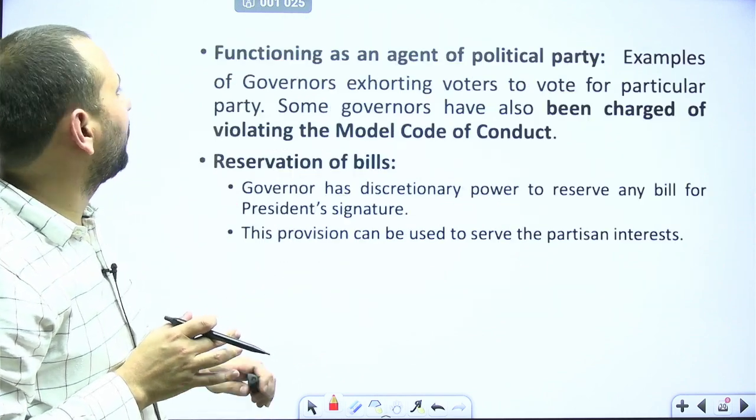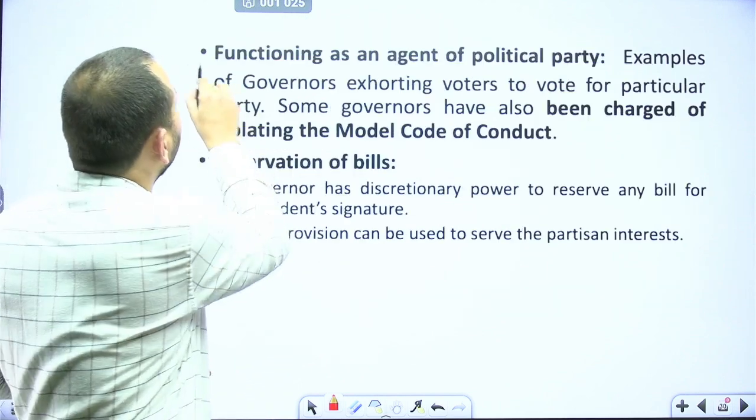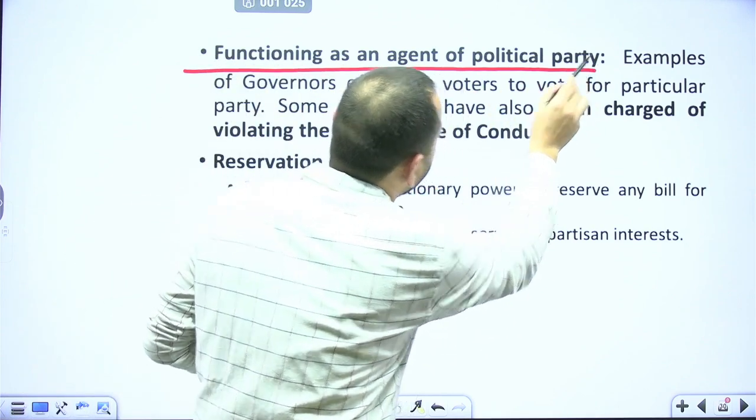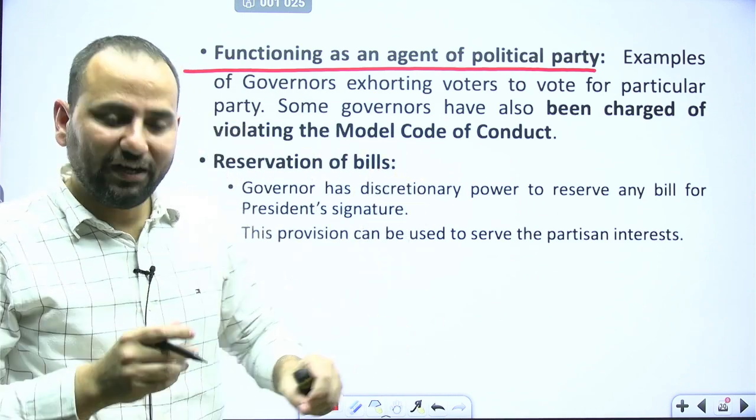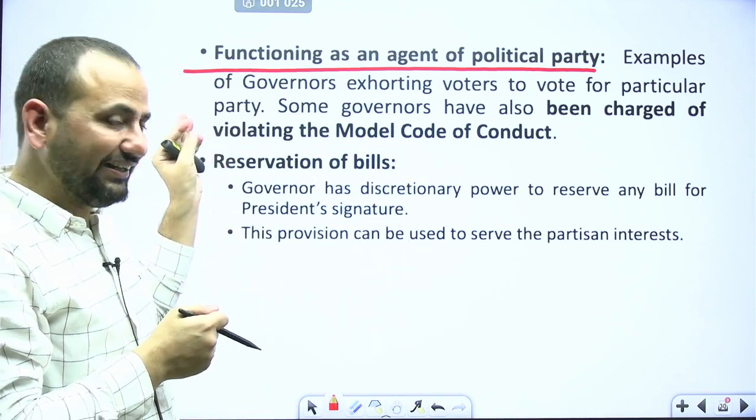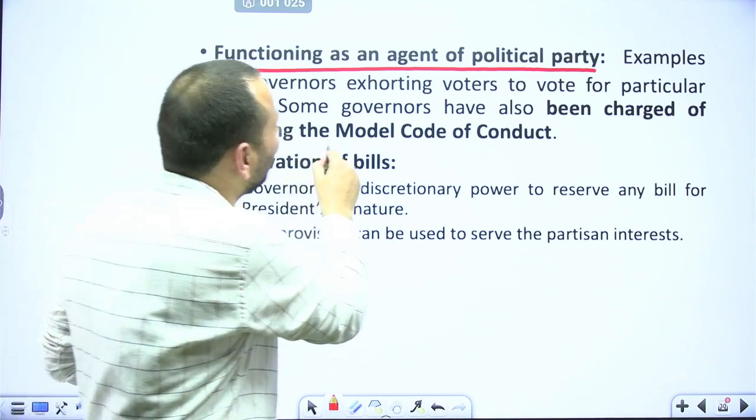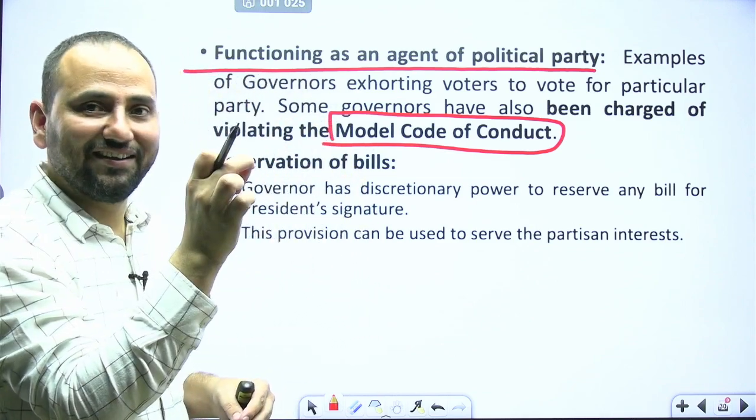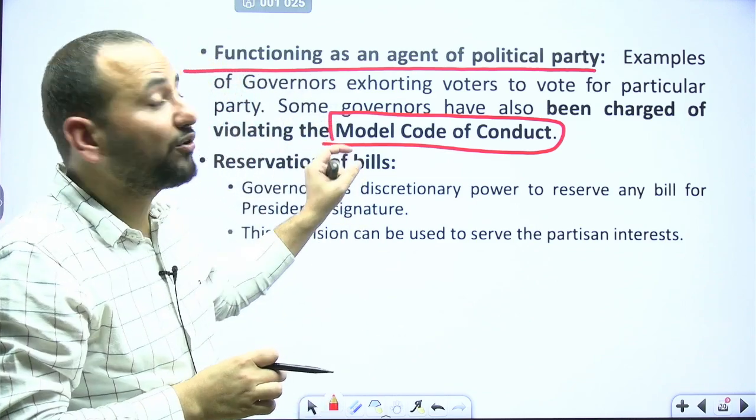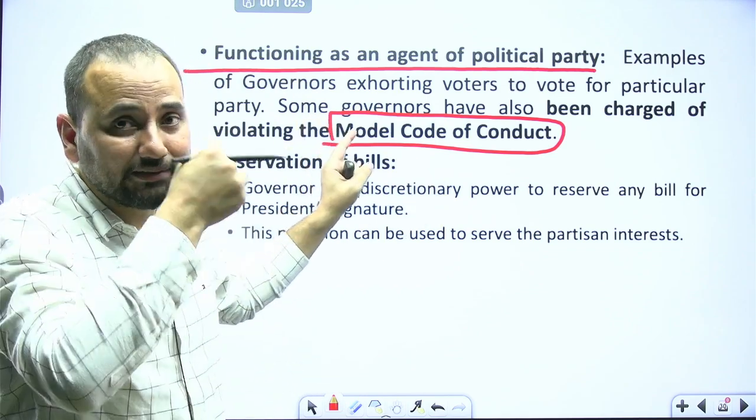Again, if you move forward, there is one more issue of the office of governor. It has been raised again and again that they function as an agent of a political party. And we saw recently that a governor was charged with reference to the model code of conduct. Now just try to understand, if a constitutional head is being charged with reference to the model code of conduct, then it will automatically raise this whole issue.